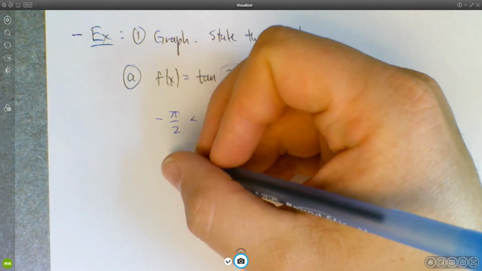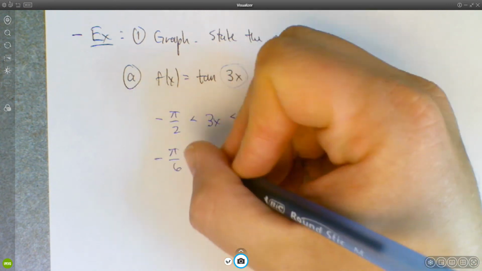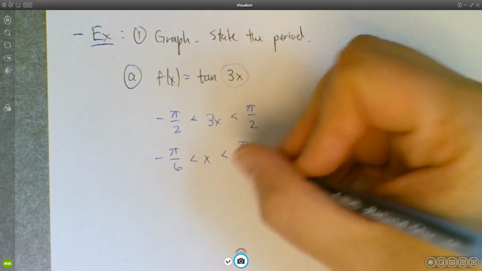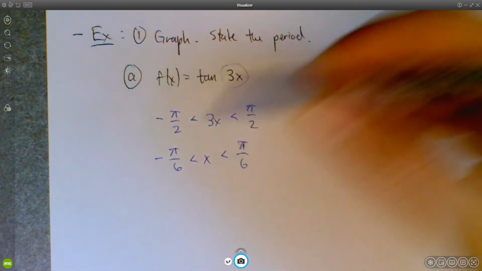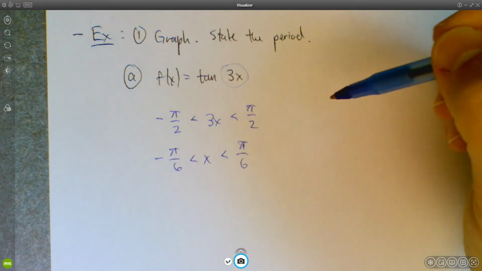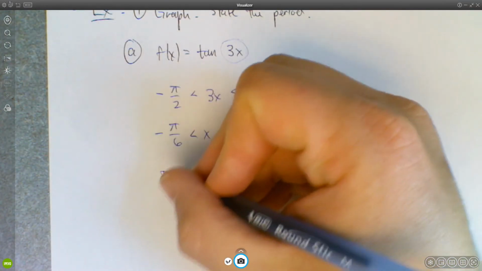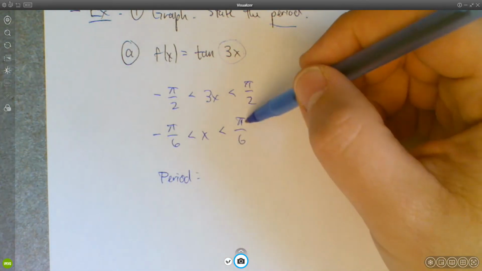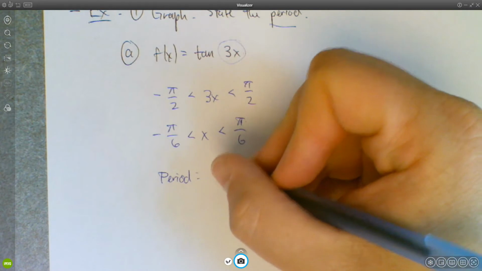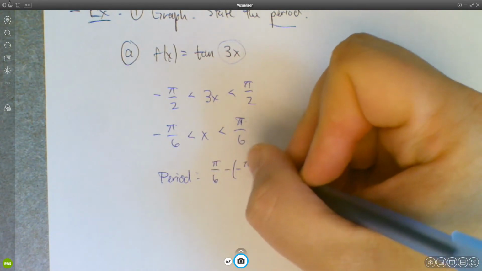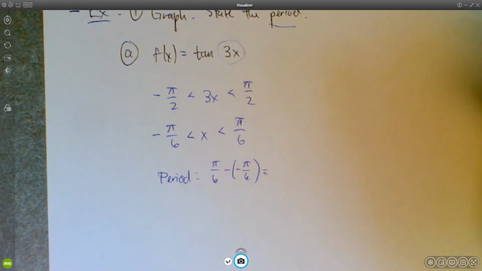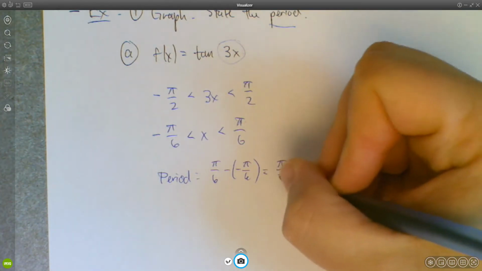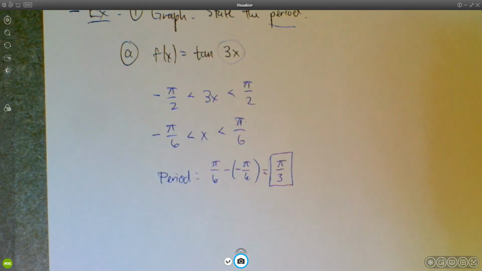But anyway, let's finish solving this now. So we would divide through by 3, right? And get negative pi over 6 is less than x, which is less than pi over 6. So that's one period of the function. Now, if you wanted to know how long that period was, and we do, because we were asked to state the period anyway, then you would take upper bound minus lower bound. So it would be pi over 6 minus negative pi over 6. That's pi over 6 plus pi over 6, 2 pi over 6, or in other words, pi over 3. So the period is pi over 3. We already know that that's the length of the period. But where it's going to fall graphically is between negative pi over 6 and pi over 6.